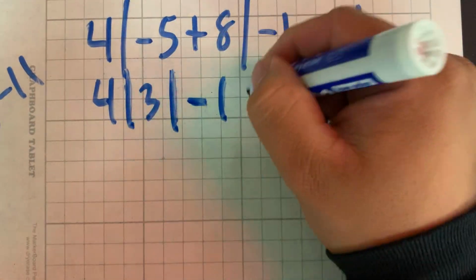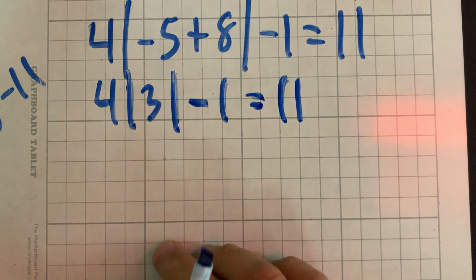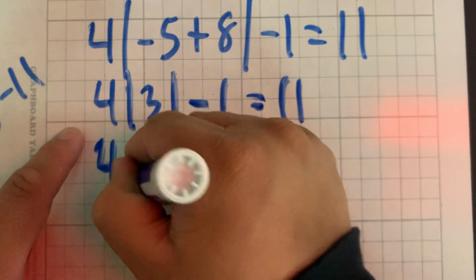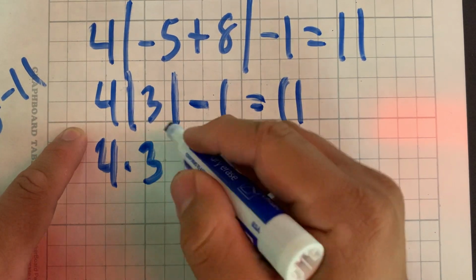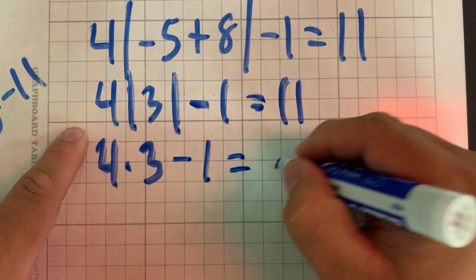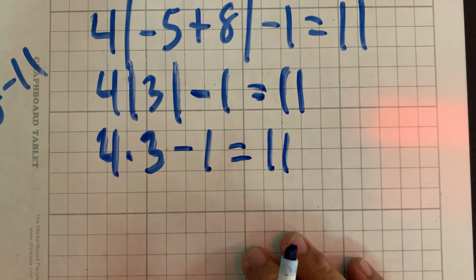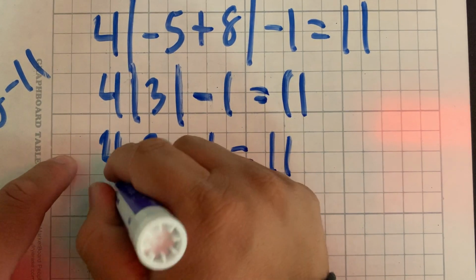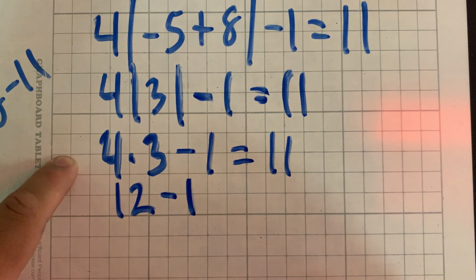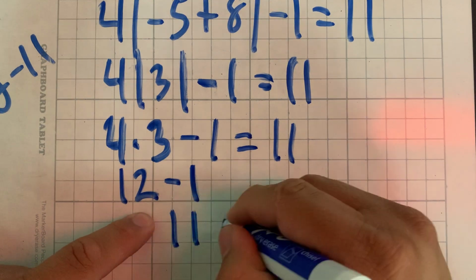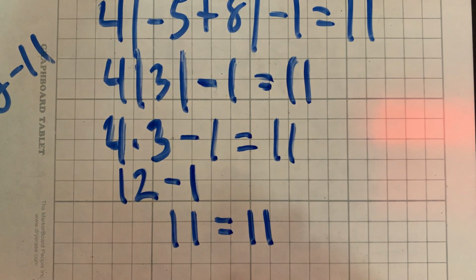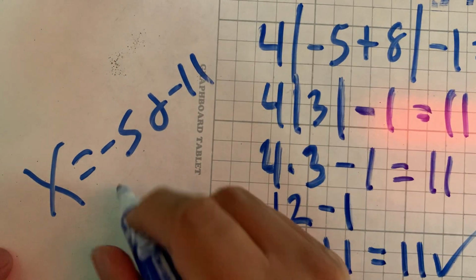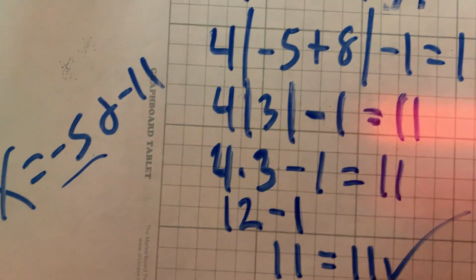Again, that's still the absolute value of 3. And just like earlier, it's 4 times the absolute value of 3, so it's 4 times 3, because the absolute value of 3 is a positive 3, minus 1, and it's equal to 11. Here we follow order of operations. The first thing I need to do is take 4 times 3, which is 12, and then subtract 1. 12 minus 1 is 11, and it's supposed to equal 11. Since 11 does equal 11, that means that x equals negative 5 is a solution.